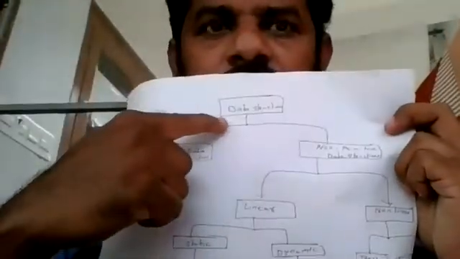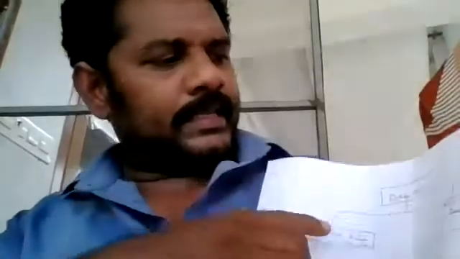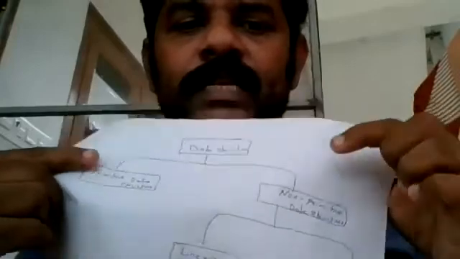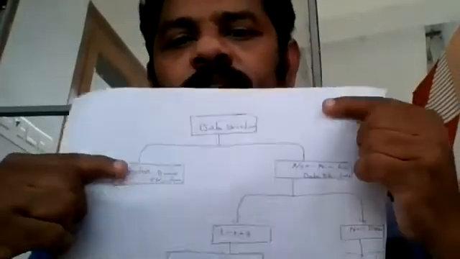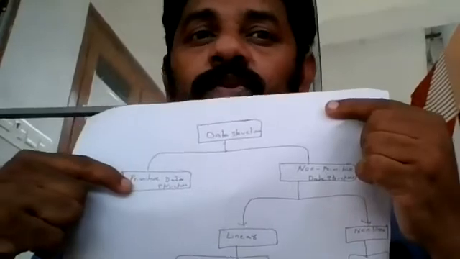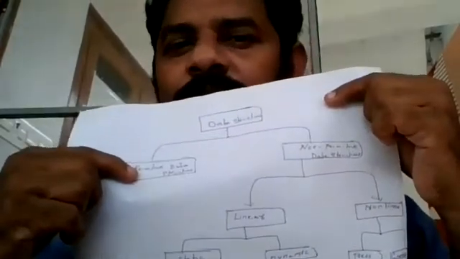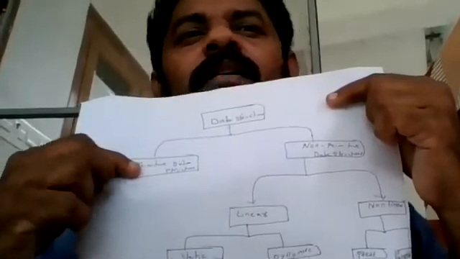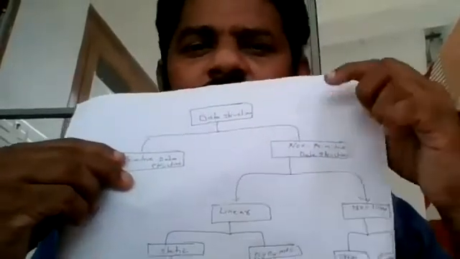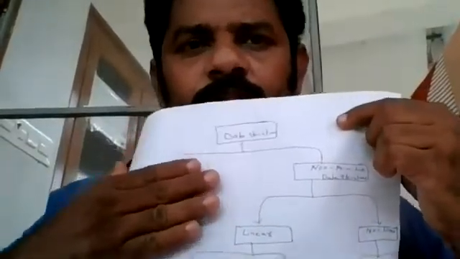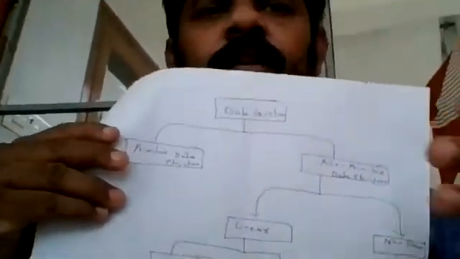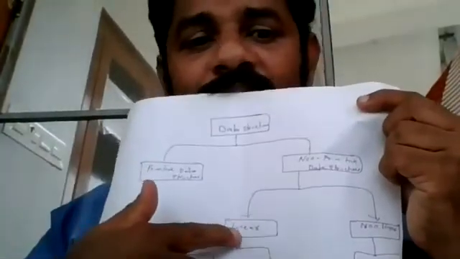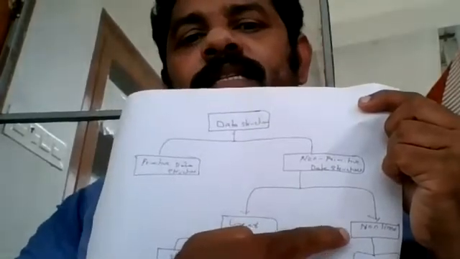Data structures are characterized into two types: primitive data structures and non-primitive data structures. Primitive data structures are already known: integer, float, character, double. We have also learned that non-primitive data structures are characterized into two types: linear and non-linear data structures.